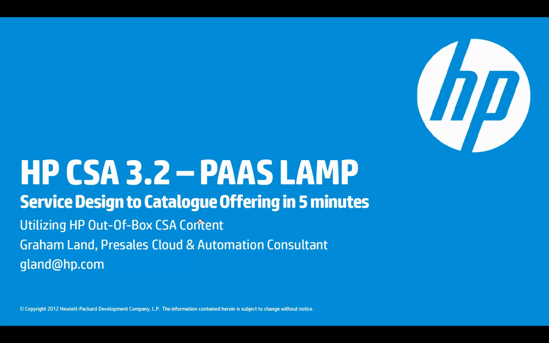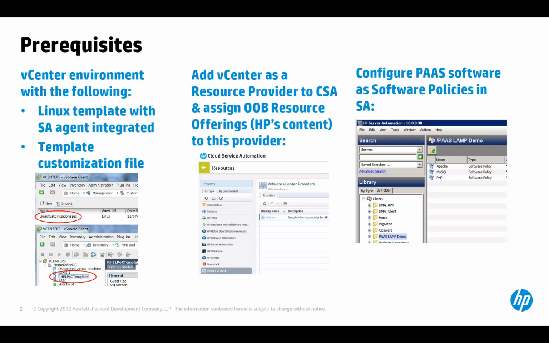In this video, I'm going to demonstrate how to consume the Cloud Service Automation 3.2 service design out-of-the-box content to provide a platform as a service LAMP stack. The prerequisites for this are a vCenter environment, obviously, with a Linux template with the SA agent integrated, template customization file, add vCenter into the Cloud Service Automation environment and associate the out-of-the-box content, the resource offerings with the resource provider, and obviously the platform as a service software policies in server automation.